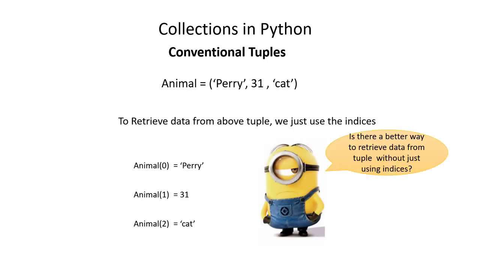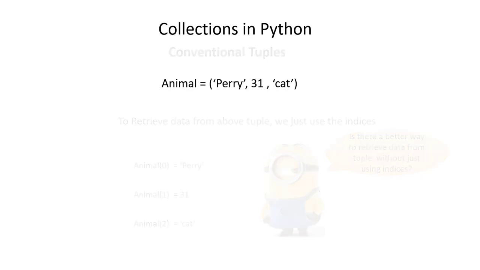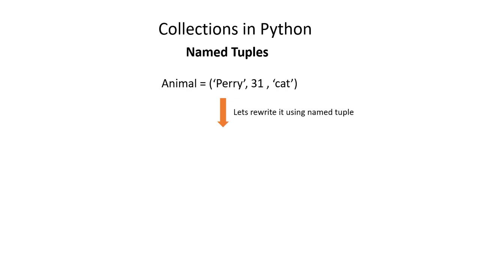Isn't there a better way to retrieve the data from a tuple without just using indices? Yes, that's where we are going to head towards our collection in Python, which is termed as named tuples. So what is this named tuple all about? Let's take the same example which we defined earlier, and now if we would want to rewrite this in the form of a named tuple, we are going to use a module termed namedtuple, which will take generally two arguments.